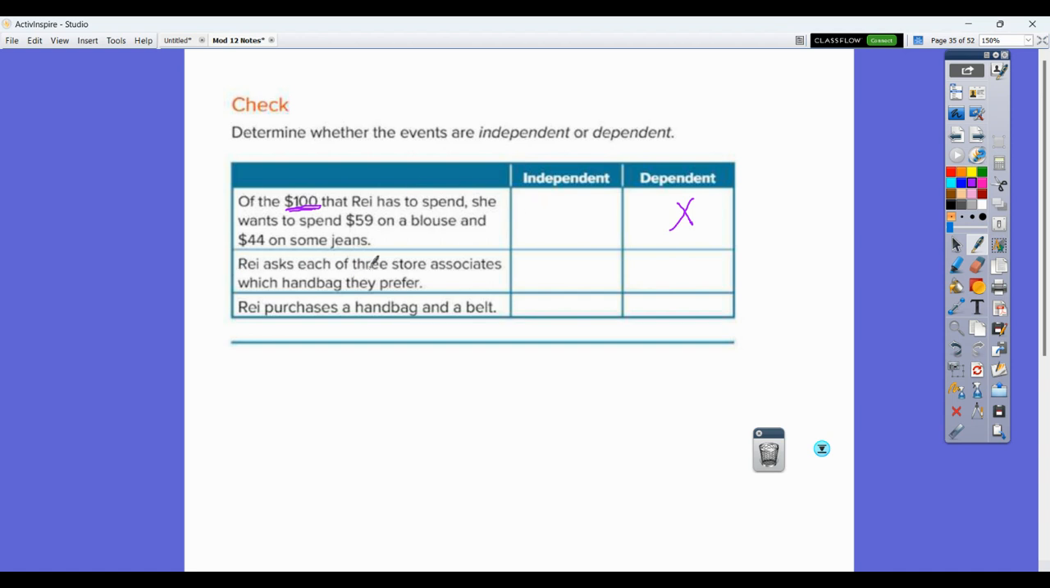Ray asked each of the 3 store associates which handbag they prefer. She's asking 3 different people what they prefer, and those are independent of each other because everybody has their own opinion. And then lastly, Ray purchases a handbag and a belt. Just purchasing a handbag and purchasing a belt, there's no money amount on it or anything like that. Those are independent of each other.